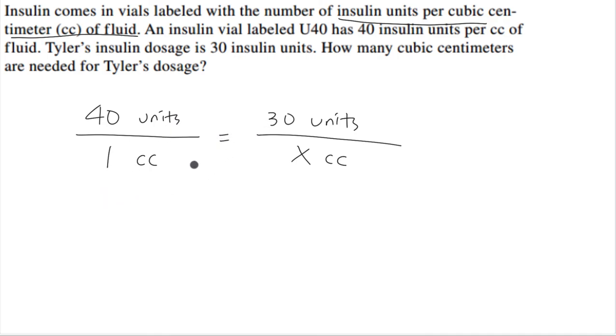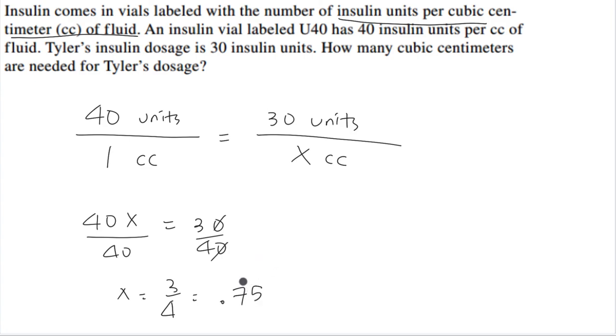Now you set up a proportion, and now you can use the cross multiplication. So 40 times x, you can ignore the unit because as you have seen in the previous examples, the units will be cancelled when you do cross multiplication. So you can just do 40 times x is equal to 30 times 1, which is 30. So you can divide both by 40, then your x is 3/4, which is 0.75, right? So it is less than 1 cc. So yeah, we can use our number sense to check. So how many cubic centimeters are needed? 0.75 cc.